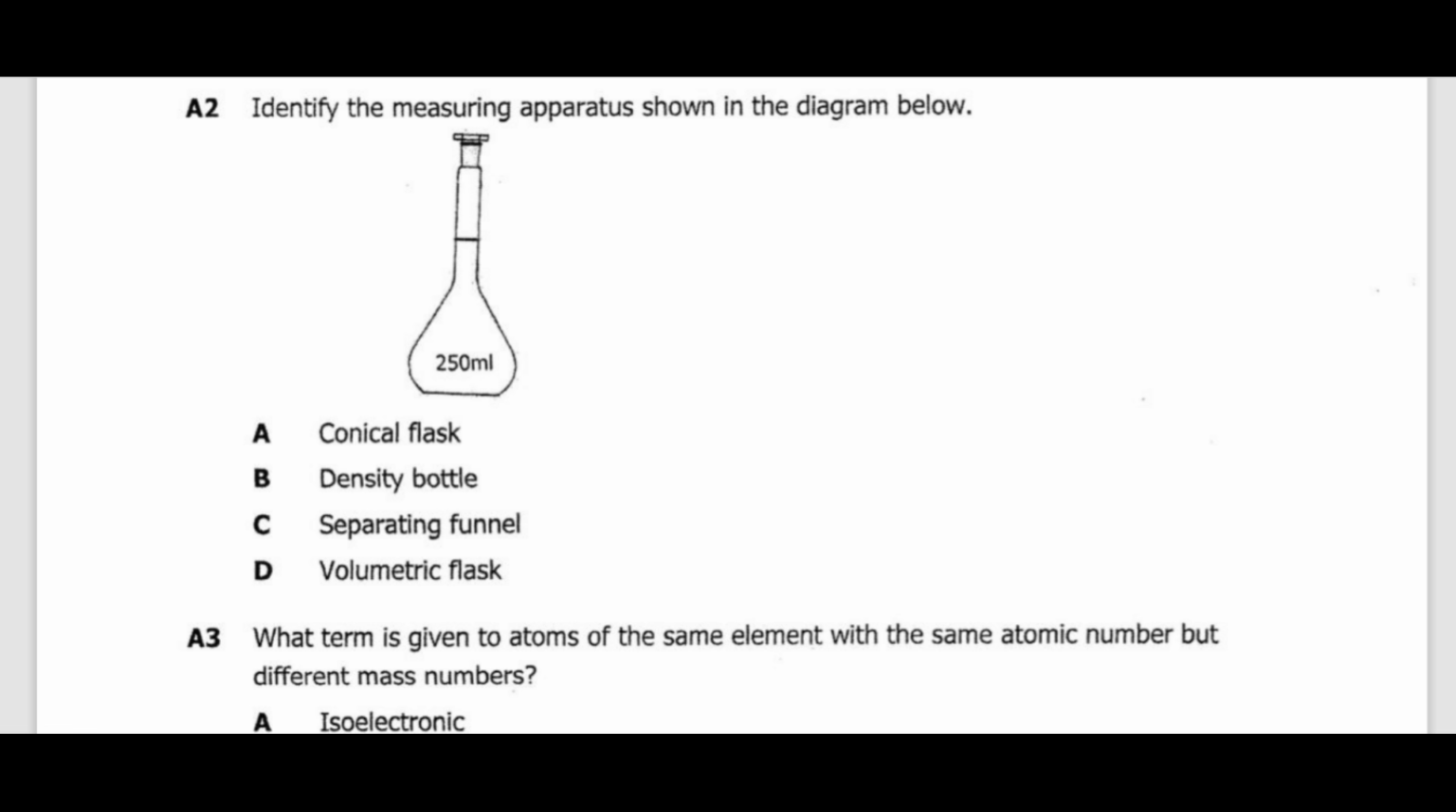Then we move on to question 2. Identify the measuring apparatus shown in the diagram below. So A will have conical flask, no. Then density bottle, no, separating funnel. So the answer is volumetric flask, because we can see that it has this volume of 250 mils here.